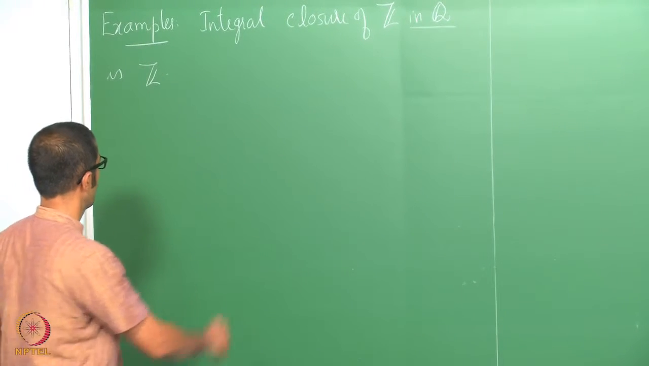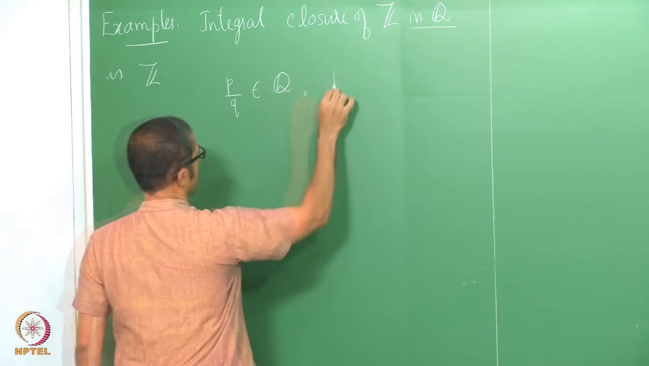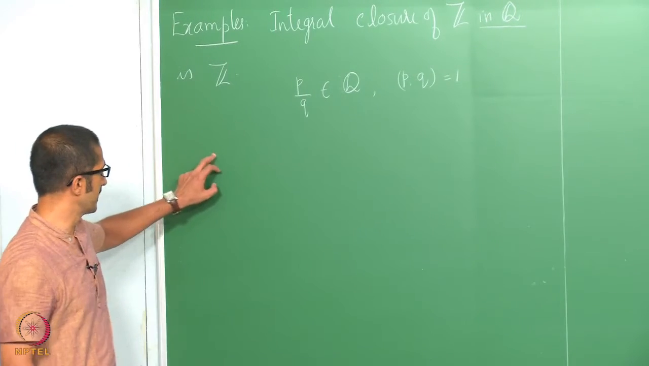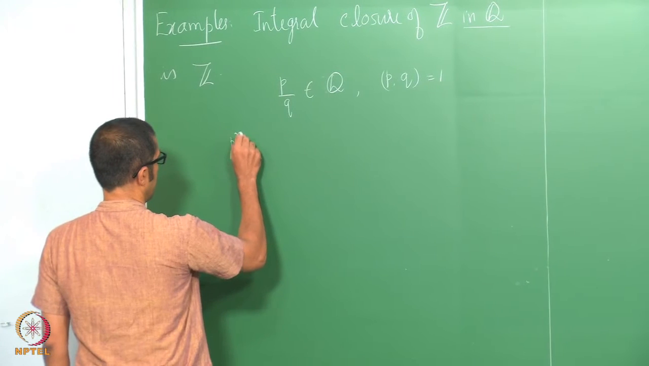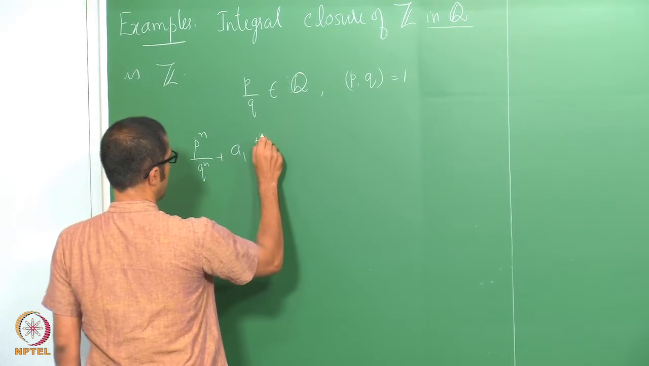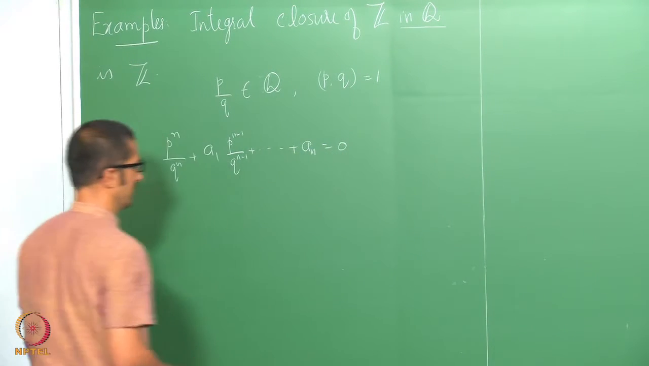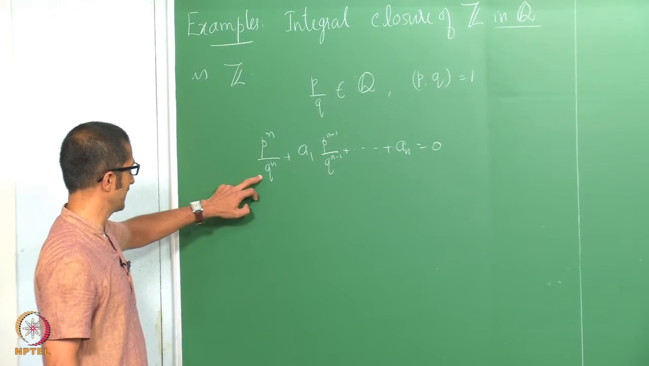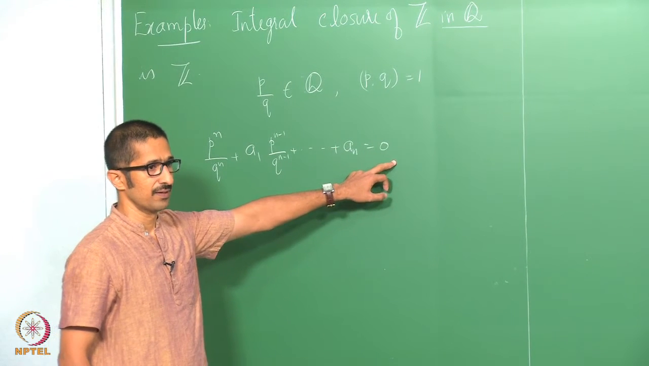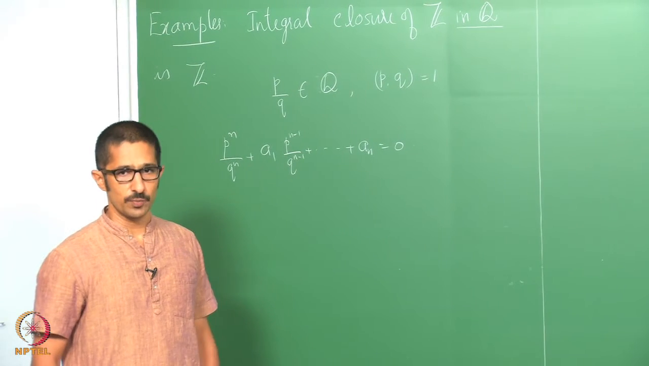If you take any P by Q in Q, with P and Q relatively prime, and if you write down an integral equation P^n by Q^n plus a1 P^(n-1) by Q^(n-1) and so on, and if this is 0, then that would say that P^n is equal to Q times something. That will say that P and Q are not co-prime. Okay.